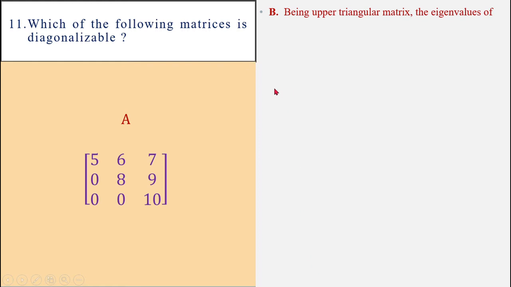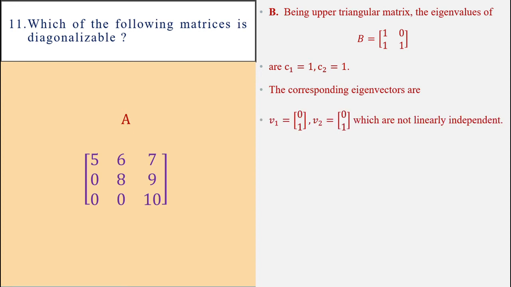While for option B, being an upper triangular matrix, the eigenvalues of the matrix 1 1, 0 1 are again c1 is equal to 1, c2 is equal to 1. So we get the corresponding eigenvectors as v1 vector is equal to 0 1 for the first eigenvalue, and v2 vector is equal to again 0 1 for the second eigenvalue. So these two eigenvectors are one and the same, so they are linearly dependent, not linearly independent, and hence B is not diagonalizable.